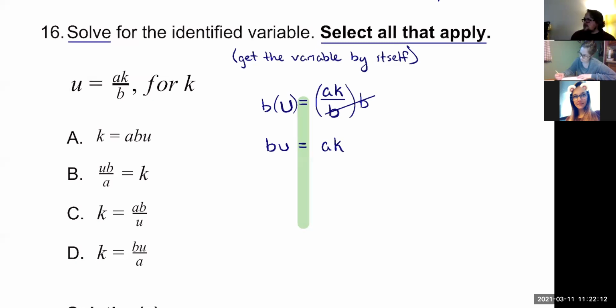What are we solving for? Okay, so K. Is it by itself? What did you say to do? Divide the A. Divide both sides by A. So on the right, A divided by A simplifies, it's gone. On the left, it looks a little bit strange. I can't actually divide it into something new, but I can write down what I currently have. I have B times U divided by A equals K.